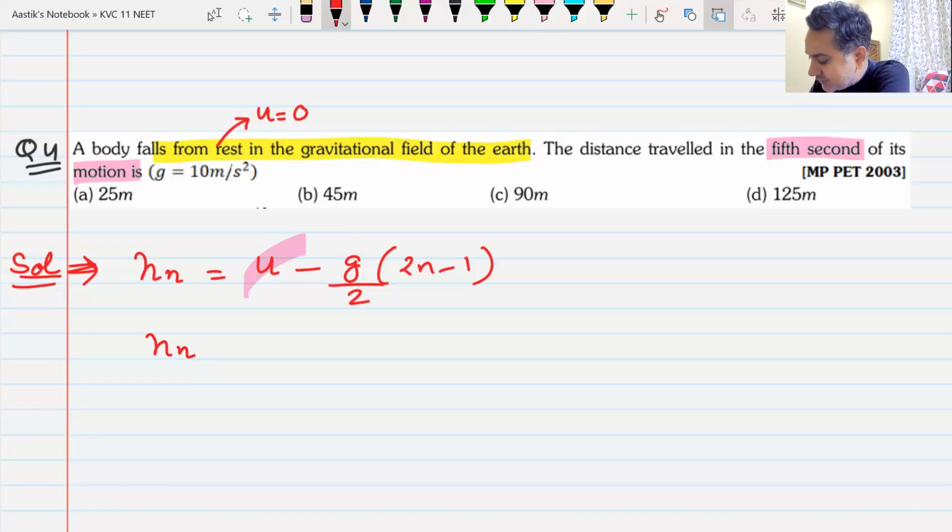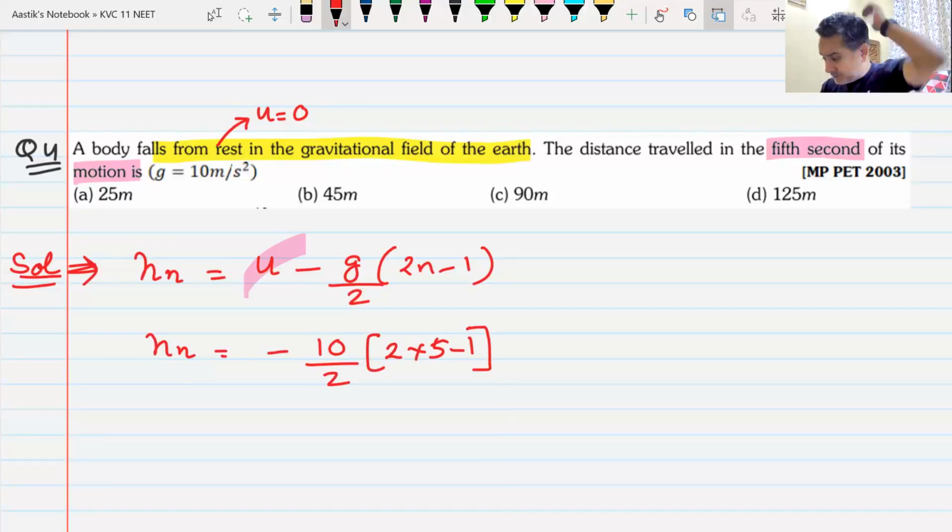Height in the nth second is minus because it is downwards. G is 10. 10 by 2. 2 into 5 minus 1. 2 into 5 is 10. 10 minus 1 is 9. 10 by 2 is 5. 5 into 9 is minus 45.